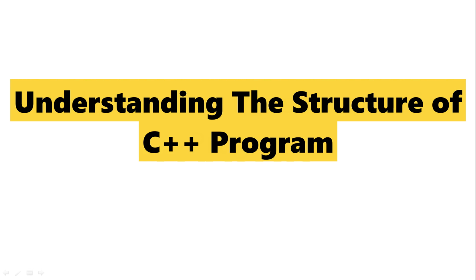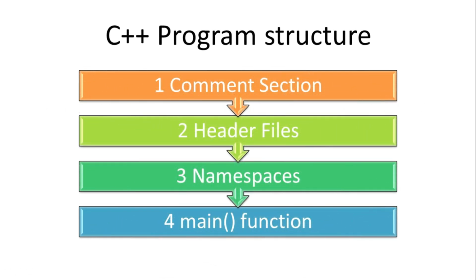Hello everyone. By the end of this video, you will be able to clearly understand the structure of a C++ program. First of all, any C++ program consists of 4 sections. First is the comment section, second is header files, third is namespaces, and fourth, very important, is the main function. Out of these 4 sections, some are optional. If you don't write that section in your program, the program will still give the output. So let's see these sections one by one.